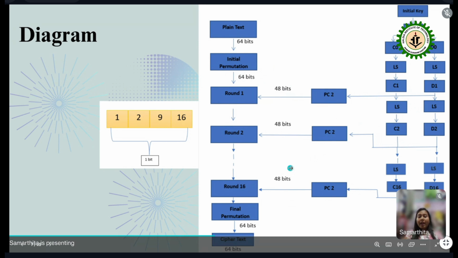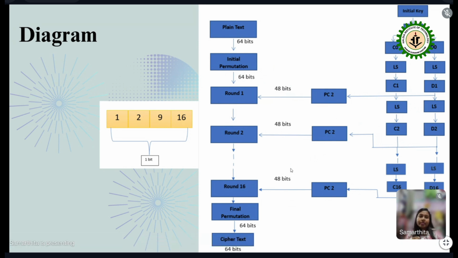In this way round 16 will happen, and after that the final permutation. Means final permutation is exactly the opposite of the initial permutation. Inversely we can say the inverse initial permutation. Means exactly the opposite of initial permutation is called the final permutation. So after operating the final permutation, we will get the ciphertext of fixed length, means the 64 bits we gave as the input.